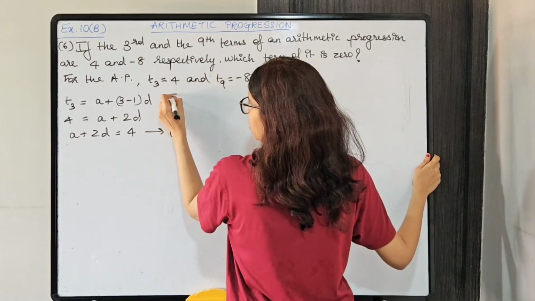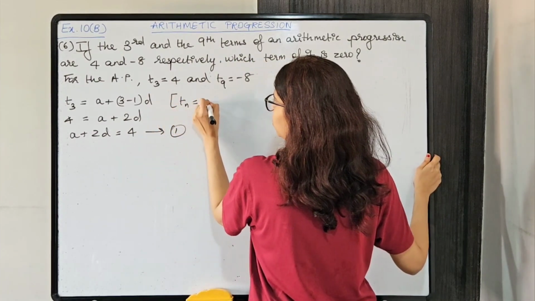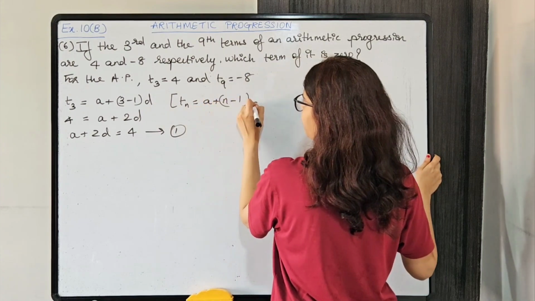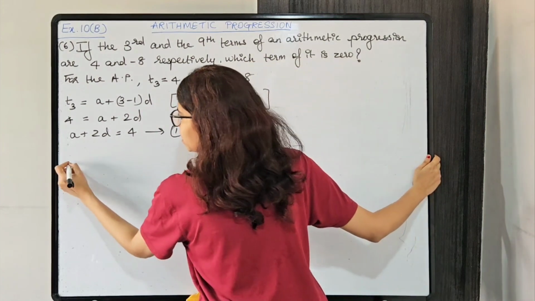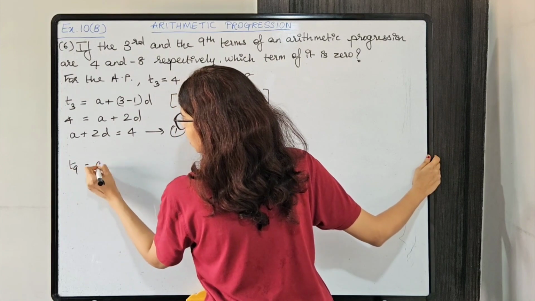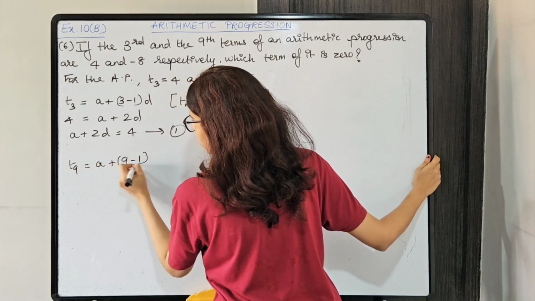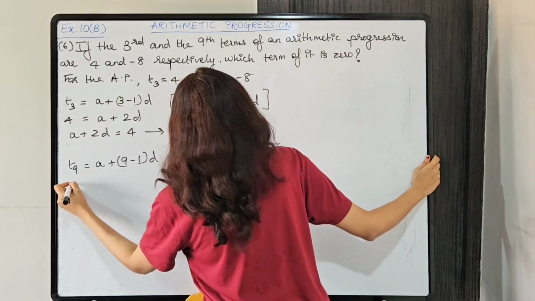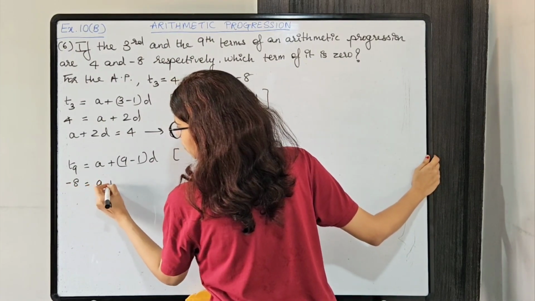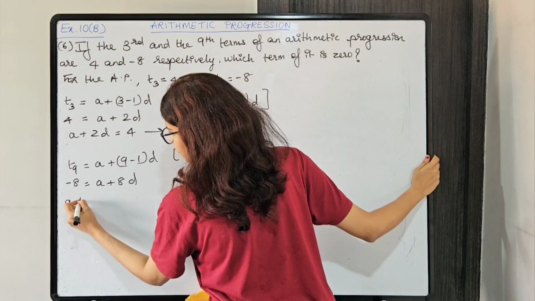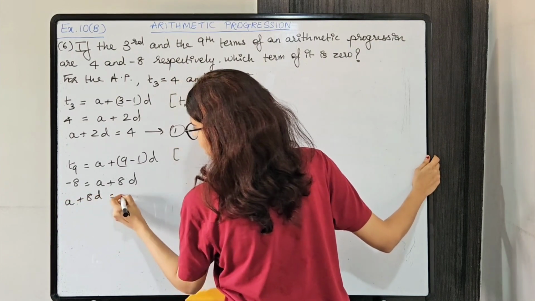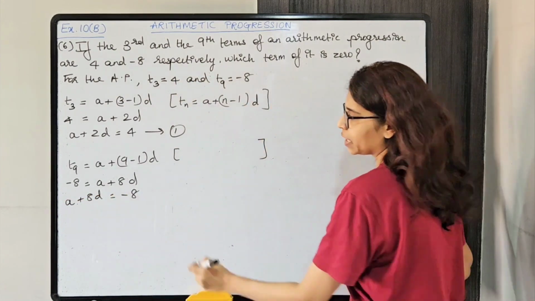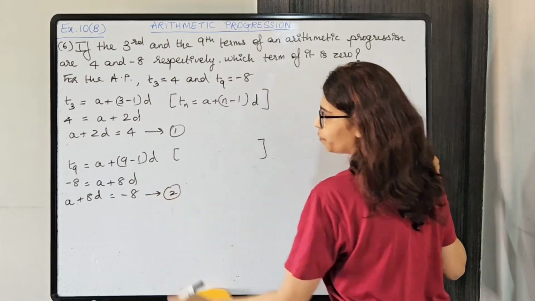Okay. Here just write down the formula. Tn is equal to A plus n minus 1D. Same way T9 is A plus 9 minus 1D. Again formula, okay. T9 is minus 8. Minus 8 is A plus 8D. So A plus 8D is equal to minus 8. Mark this as equation 2.